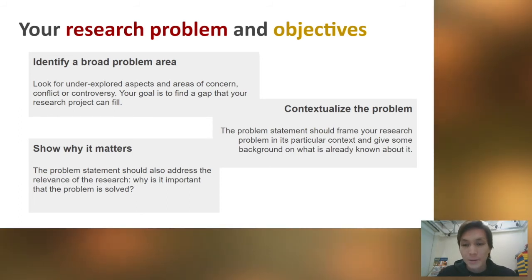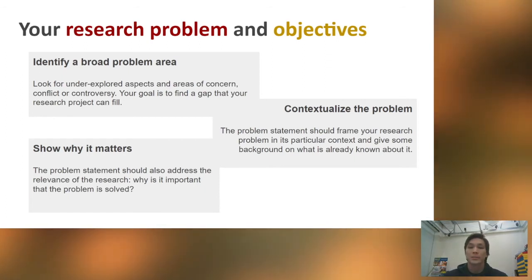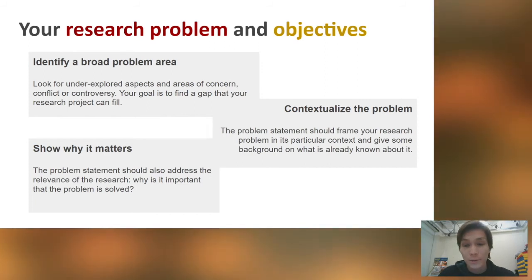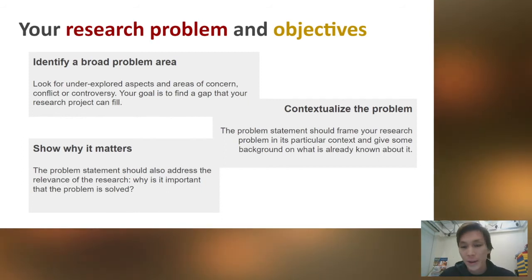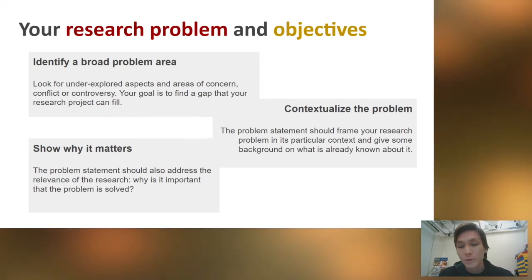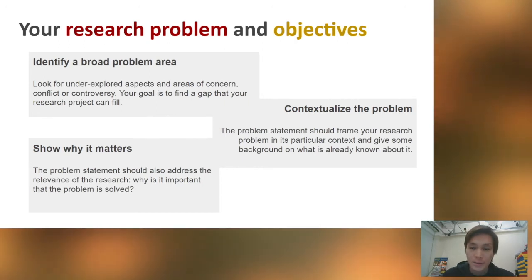Next is to contextualize the problem, focus on concrete details of the situation, or we can just ask questions. Where and when does the problem arise? Who does the problem affect? And show why it matters. The problem statement should also address the relevance of the research. Why is it important that the problem is solved?